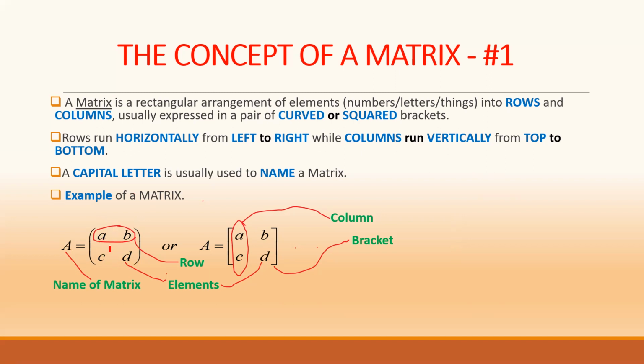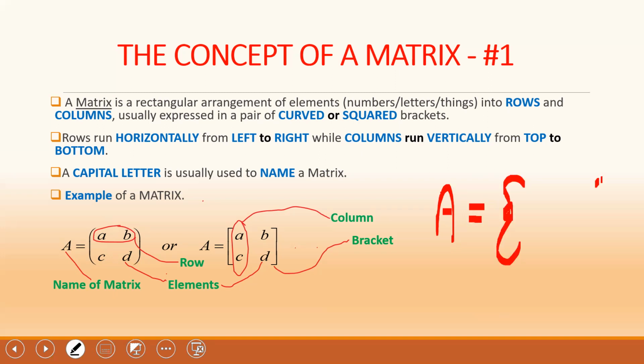In terms of naming the matrix, I normally associate it to sets. You guys should know about sets, right? We normally use capital letters to name sets as well. But with sets, we use a pair of curly brackets, and inside we have our elements. So I normally associate the representation of a matrix to that of a set. It's kind of similar in terms of the naming. We can name a set A, we can also name a matrix A.